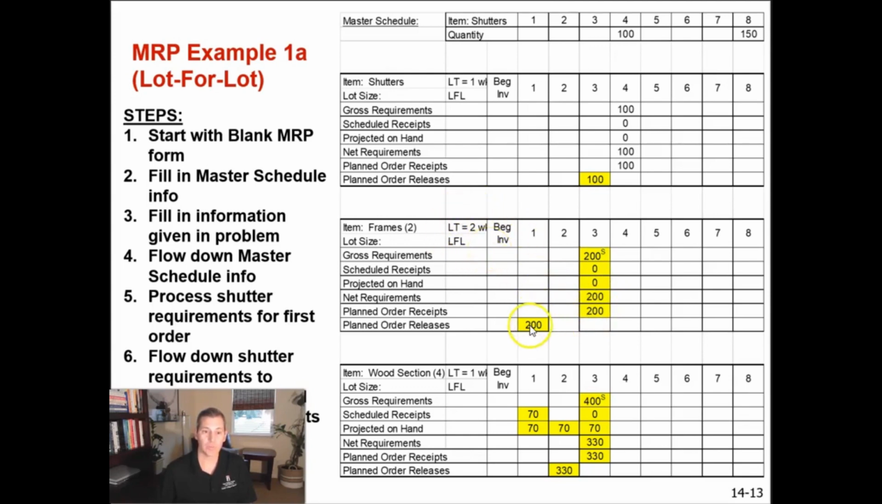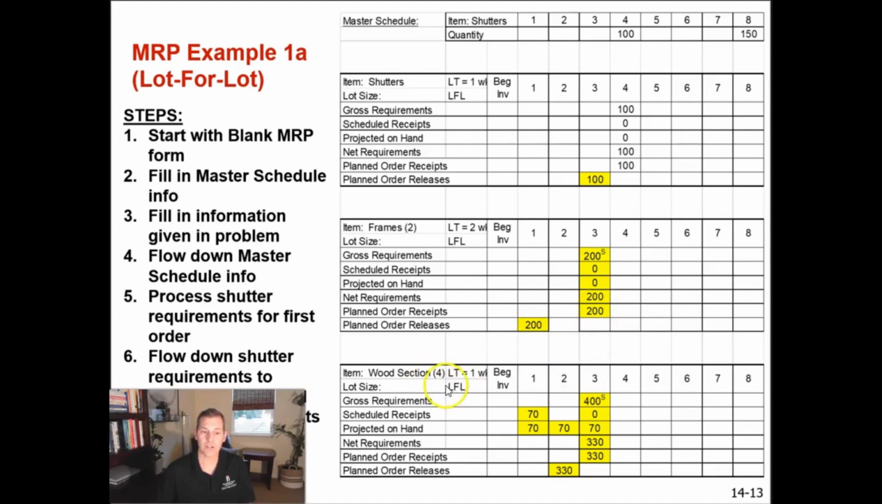So your 200 pieces of the frames must be either made or bought starting in week 1. You must start the order for the frames in week 1. They have a 2-week lead time, so they will arrive or can be completed in week 3. That matches your net requirements, which matches your gross requirements. So that is what you would do for the frames.